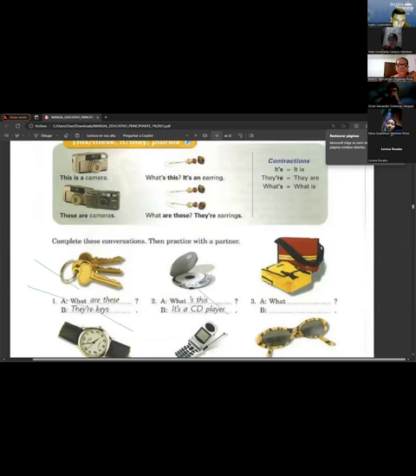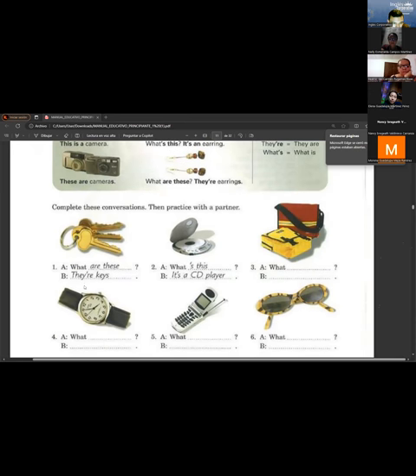Ok, por ejemplo, acá dice, what are these? ¿Por qué these? Porque son llaves, plural, they are keys. Acá, singular, what's this? Sería, it's a CD player. Y la número tres, ¿cómo sería? It's a CD player. This.